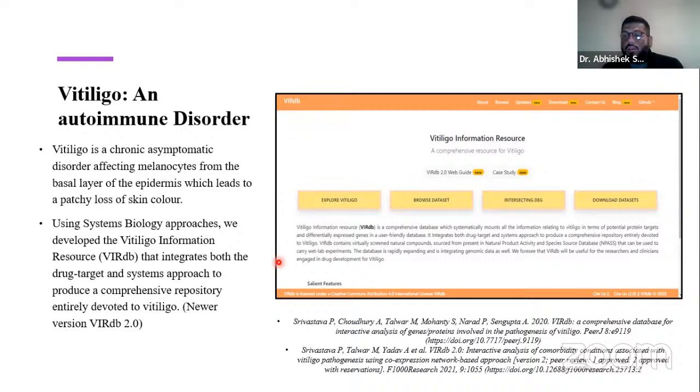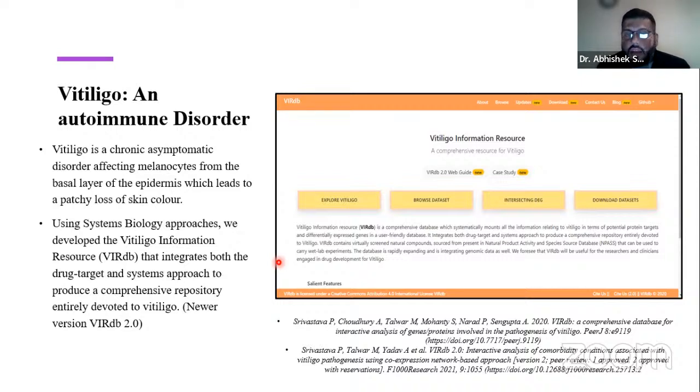It's an autoimmune skin disease, where the hyperactive immune system kills its own melanin cells, or melanocytes, from the basal layer of the epidermis, which leads to patchy loss of skin color. It is quite related to psoriasis.